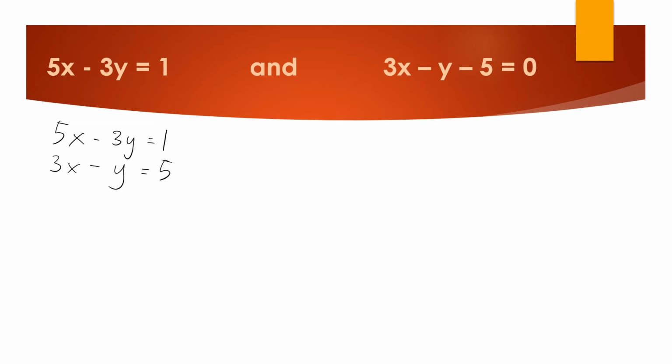You need to think like this. Do you want to make the same number for both x to eliminate them, or the same number for y to eliminate them? Me, I prefer to choose y. Why? Because this is 3y, so you just need to make it 3, right? To make it the same.